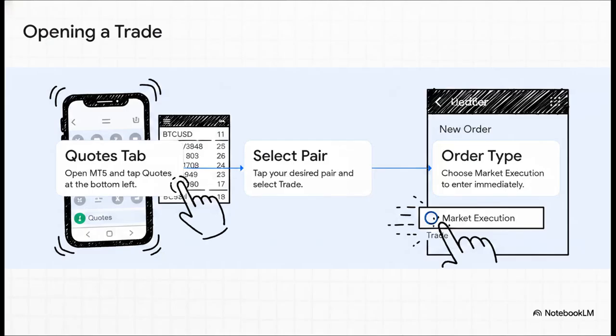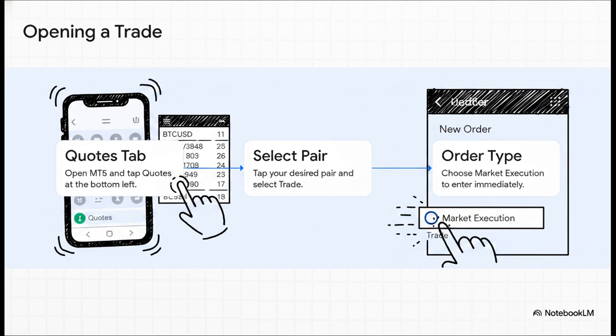Picture this, or better yet, grab your phone and actually visualize this with me. Step 1. You open up the MT5 app, look down at the bottom left of your screen, and tap Quotes. Step 2. You'll see a list of pairs. Just find the one you want. Let's say BTC USD, tap on its name, and a little menu pops up. Simply select Trade.